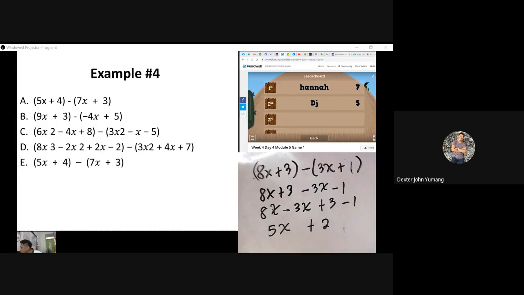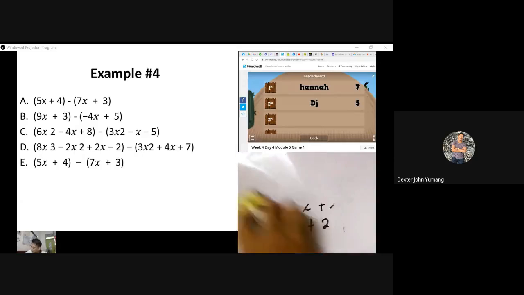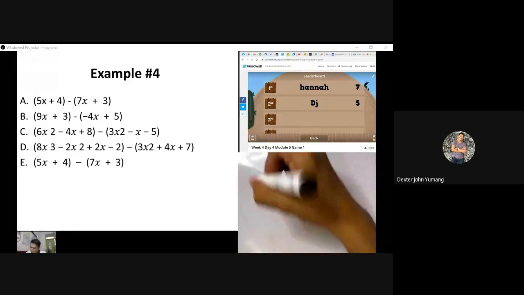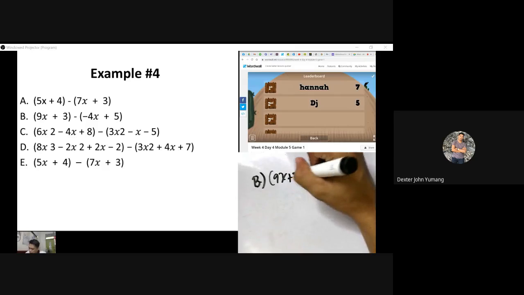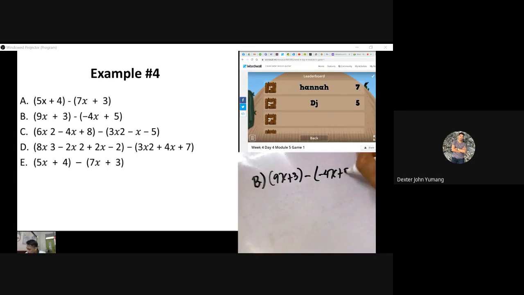So very good po from Pearl, Chester, Astral, Maria. So to those who were not able to get it, we have more questions to follow. Okay, so let's proceed now to letter B. This on letter B, this is the given. We have the group of 9x plus 3 subtracted to the group of negative 4x plus 5. So what will happen into this?